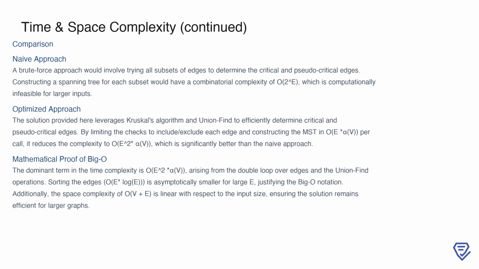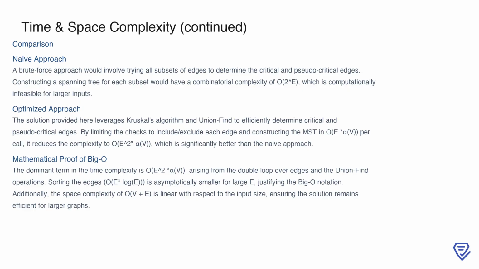Finally, let's compare this optimized approach with a naive one. A brute force method would involve trying all possible subsets of edges to determine which edges are critical and pseudo-critical. Constructing a spanning tree for each subset would result in a combinatorial time complexity of O(2^E), which is computationally infeasible for larger graphs due to the exponential growth. In contrast, the optimized approach leverages Kruskal's algorithm combined with union find.